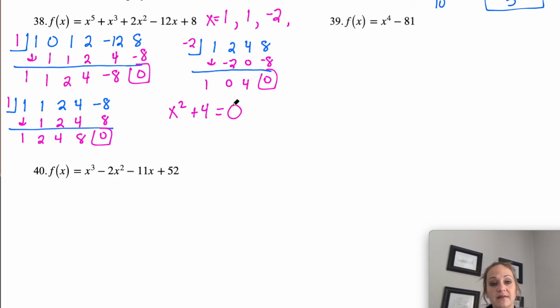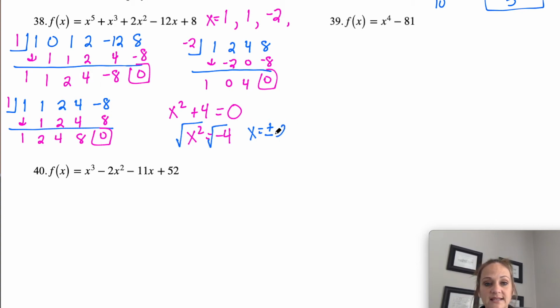At this point, I'm going to have to set it equal to 0 and solve it differently. So I'm going to subtract 4 from both sides. And then to solve, I'm going to take the square root. And I will get x equals plus or minus. Don't forget the plus or minus. When you take the square root of both sides, it's plus or minus.